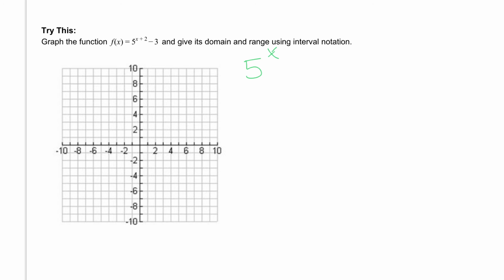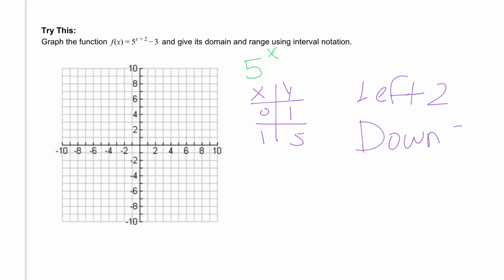If you did the try this, the points I would have used here for my x and my y would have been (0, 1) and (1, 5). And then knowing that I'm moving to the left 2 and we're going to move those down 3, my asymptote would be at y equals -3. And then I have the point (-2, -2) by the time I move my points, and (-1, 2). And since it's an exponential growth function, it should look like that.